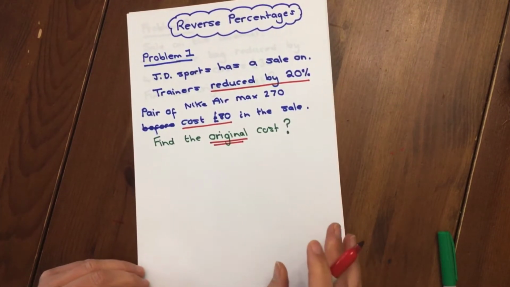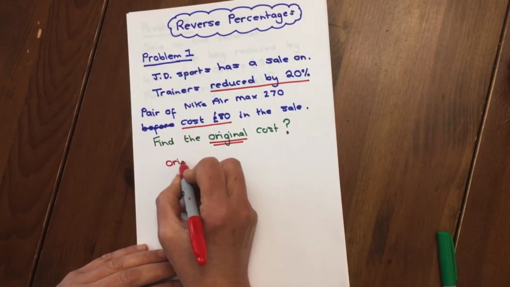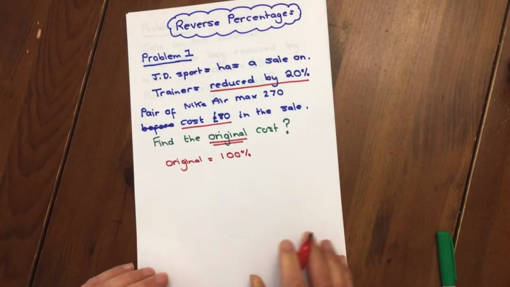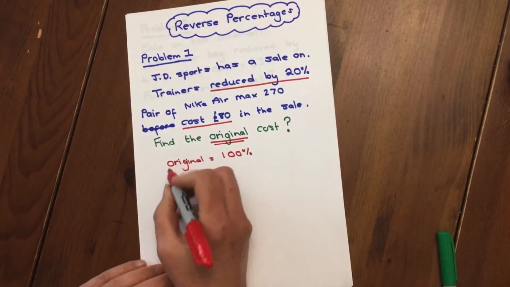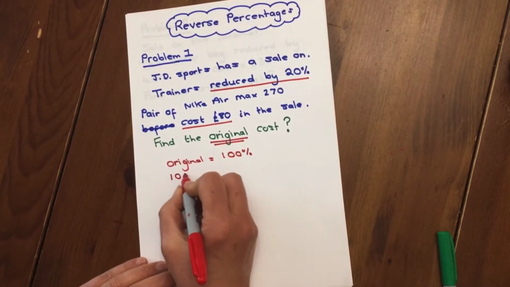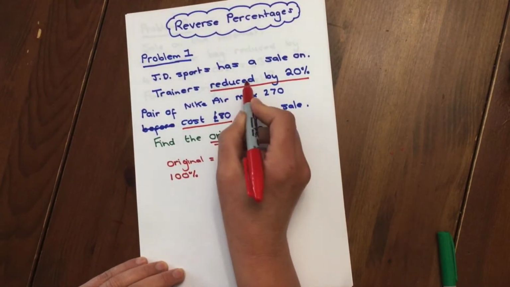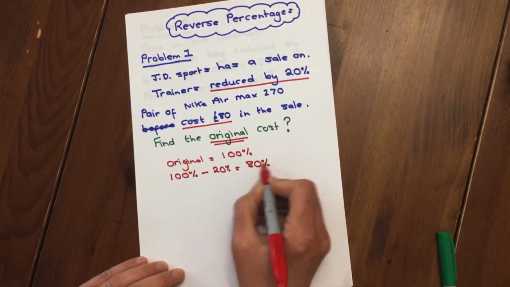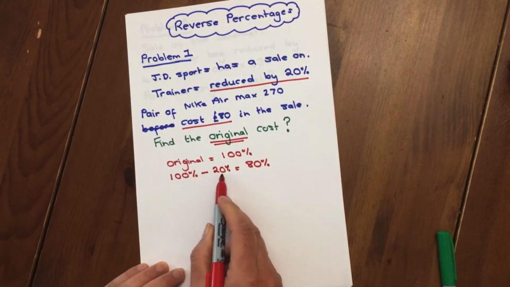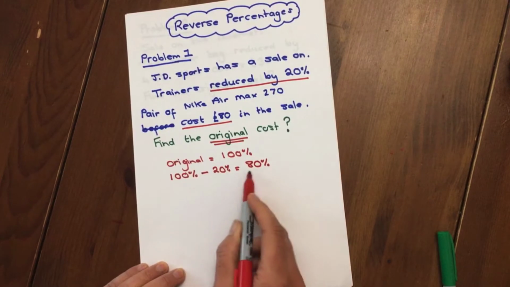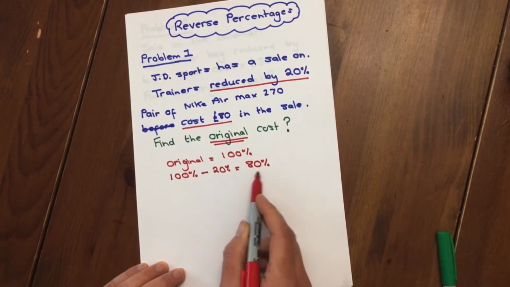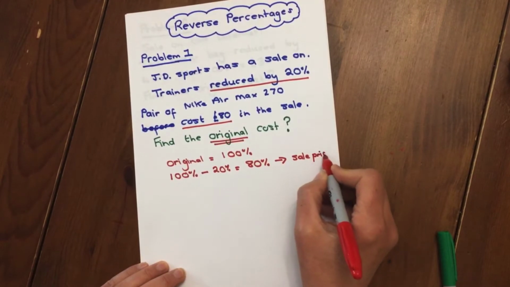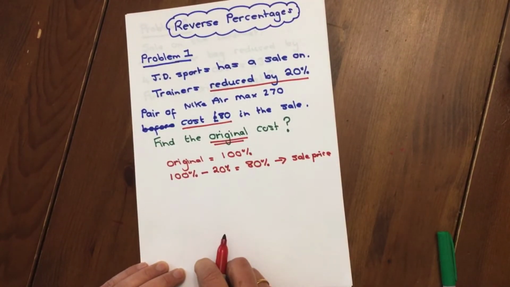Now, the original we say is always equal to 100%. So the original cost is 100%. Now, if it's gone down by 20%, the word reduced or reduction means our new cost is only 80% of the original. 100 subtract 20 because it's gone down 20%. So this 80% is what it costs in the sale. It's the sale price, 80% of what it originally cost.